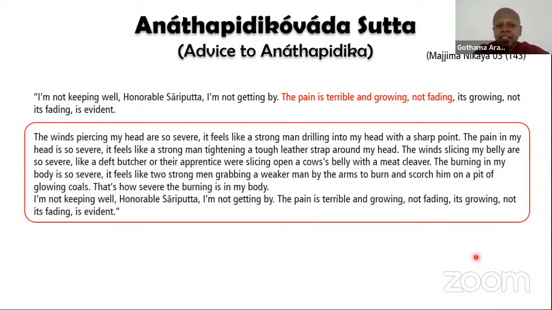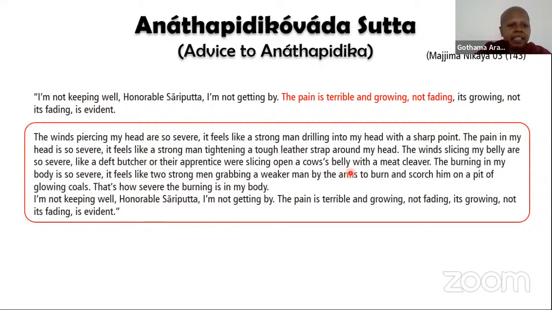And the Venerable Sariputta and Ananda went to see Anathapindika, and at that time they were talking. Anathapindika said, I'm not keeping well, Venerable Sariputta. I'm not getting by. I'm not recovering. The pain is terrible and growing, not fading. It is evident. So it is really painful, he says. Now he is describing the pain. I hope you can see the words, right? You can just read this and see.